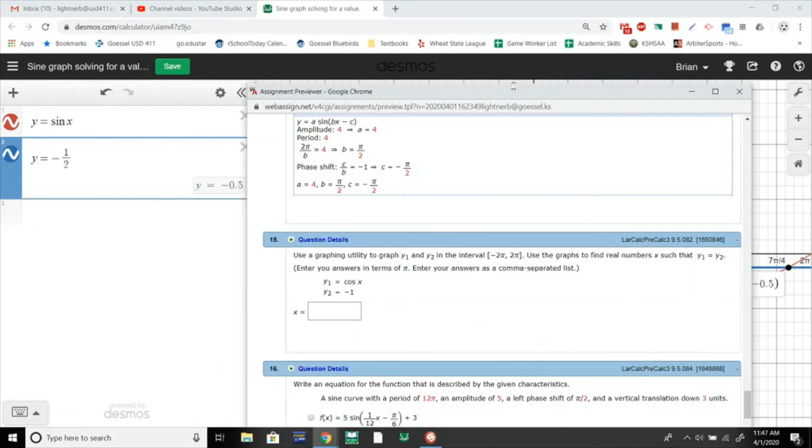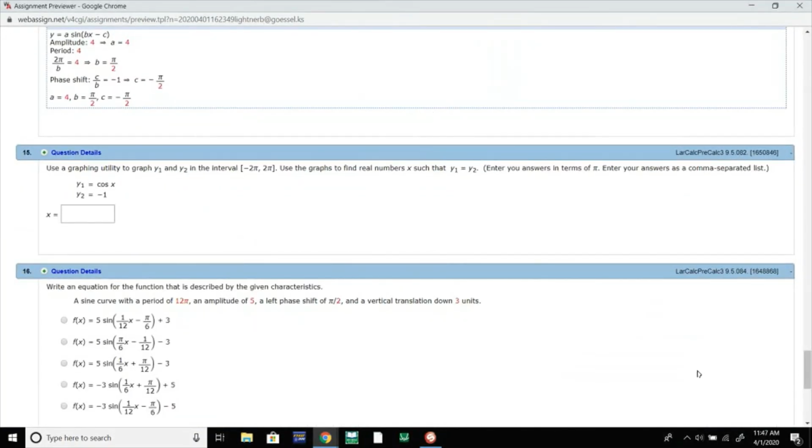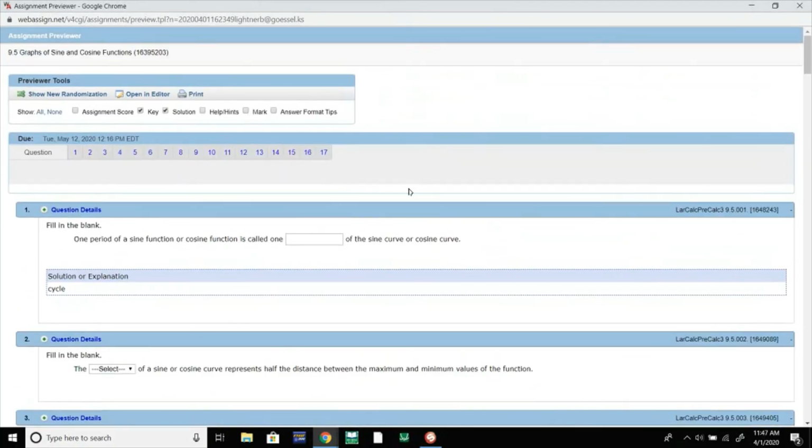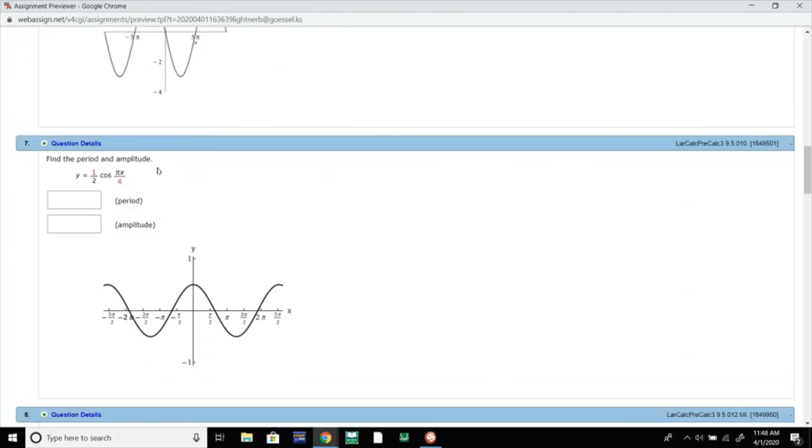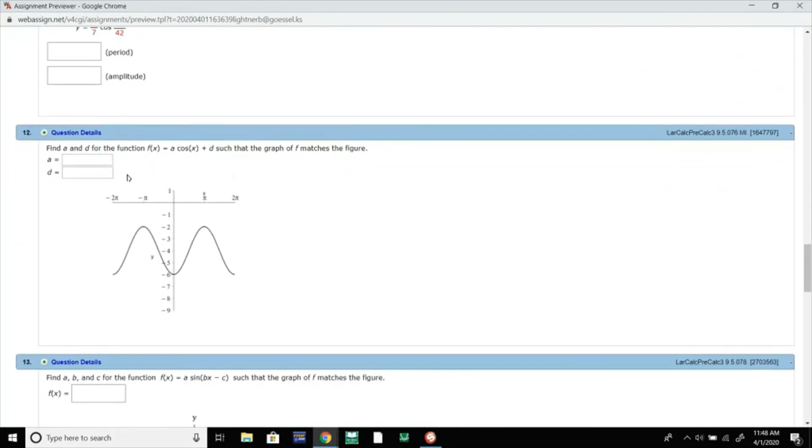So your assignment starts off with some of the vocab stuff, 1 period of a sine function. You don't need to see all those right now. And then it says find the period and amplitude. You have a lot of those, period and amplitude, period and amplitude. Find A and D. So A is the amplitude and D is the phase shift. So you have to find the D. Remember, go off the midline. So like this looks like this is the middle right here. It goes from -6 to -2. So your amplitude has to be half of that, and then your D is going to be the fact that you shifted it down 4 units in this case.